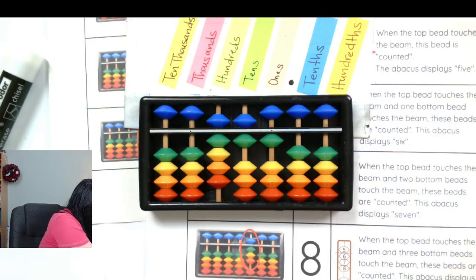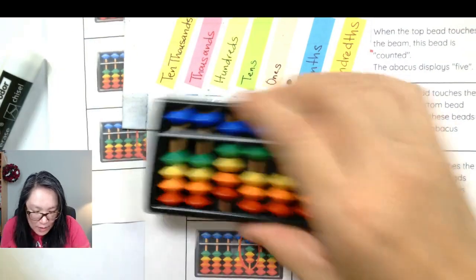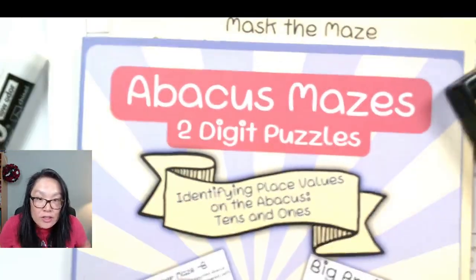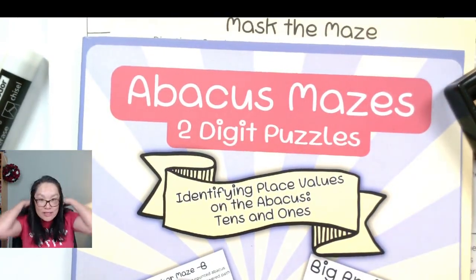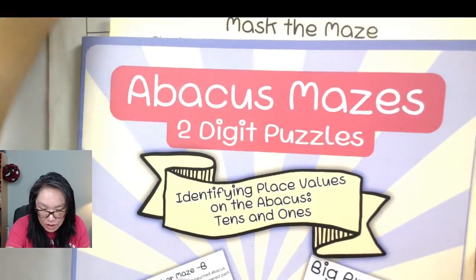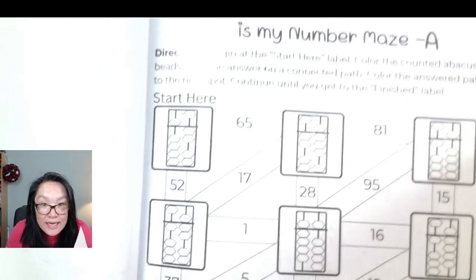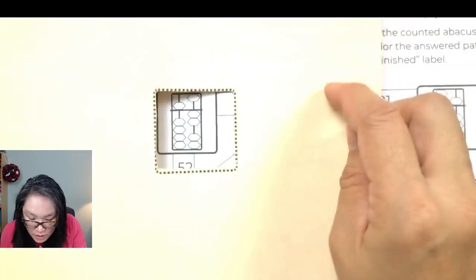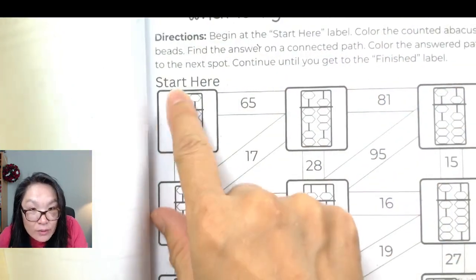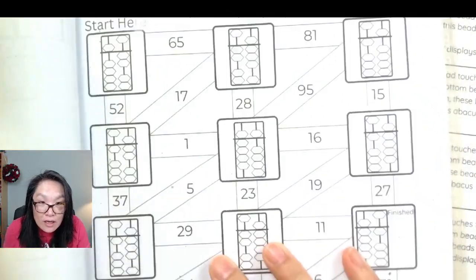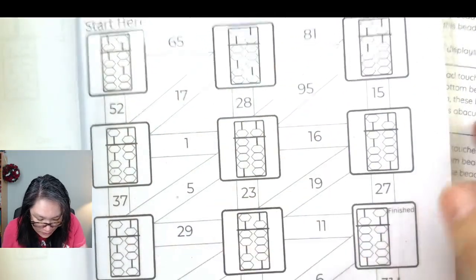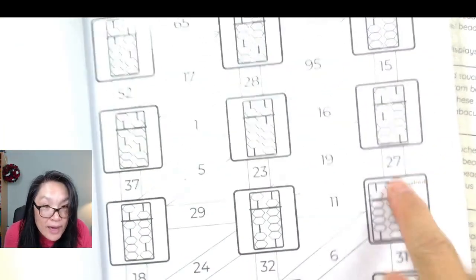This is a little book. Here's my little book. I'm very happy you guys are catching on. There is this book that I created, and this is all about how to read the abacus in a maze form. The first thing we're going to do is start here. After we start, we're going to go all the way here, and then try to figure out how to get to the path that says finish.